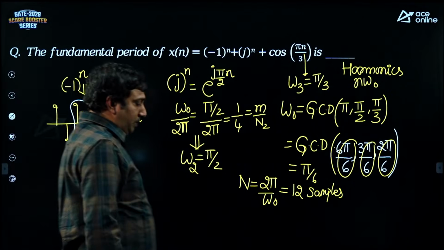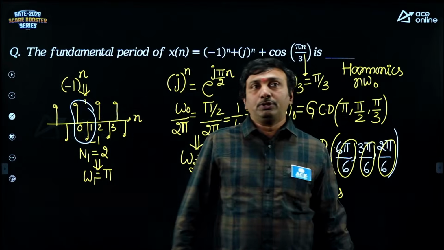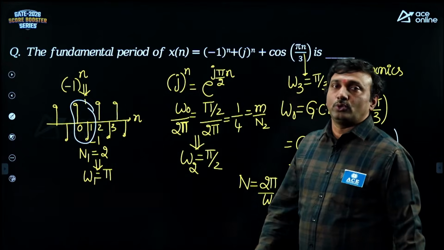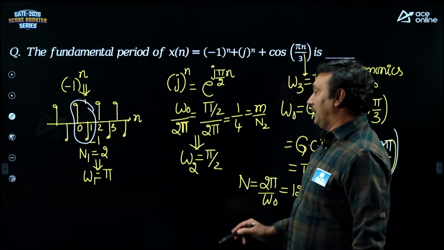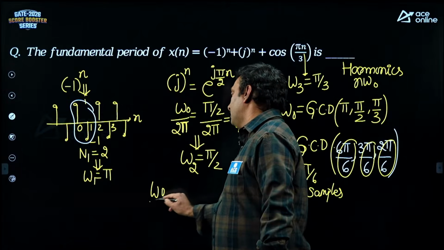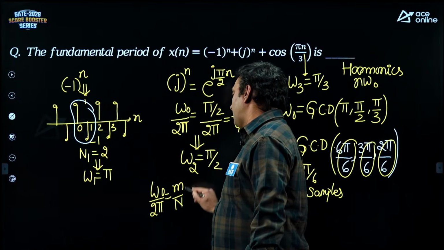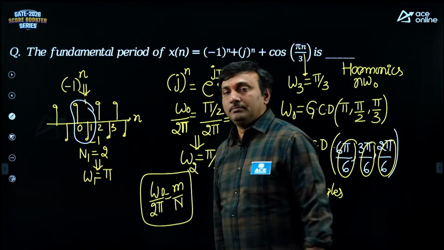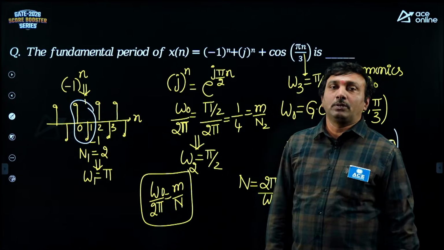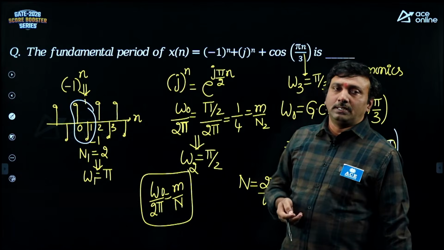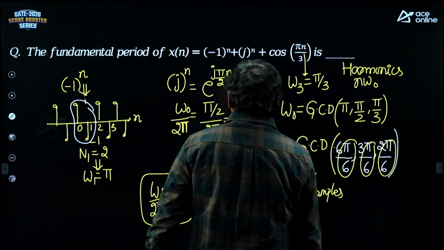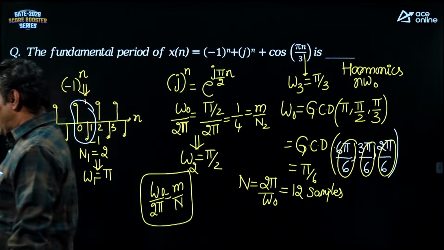For checking the periodicity of discrete sinusoids individually, the standard condition we have to satisfy is omega naught by 2 pi ratio must be a rational number, m by n form. N is the time period of the respective signal. As it is sum of signals, we can follow this direct logic, GCD of the given frequencies.